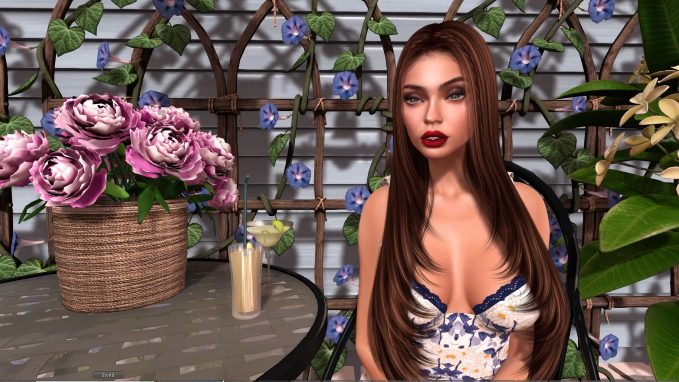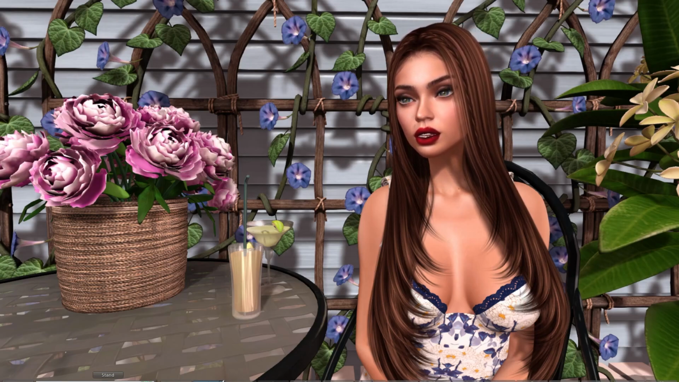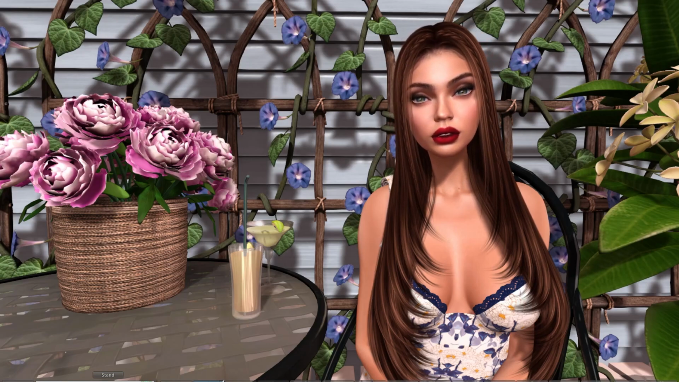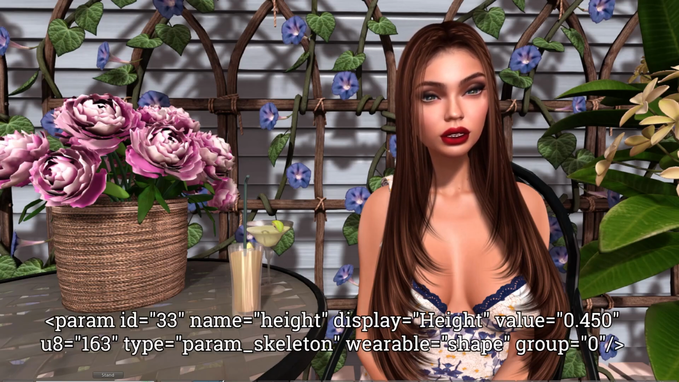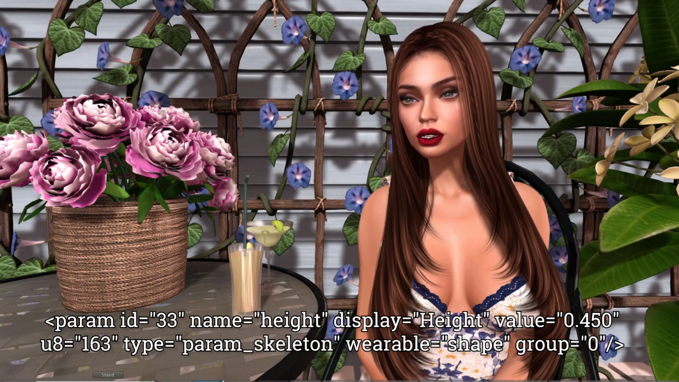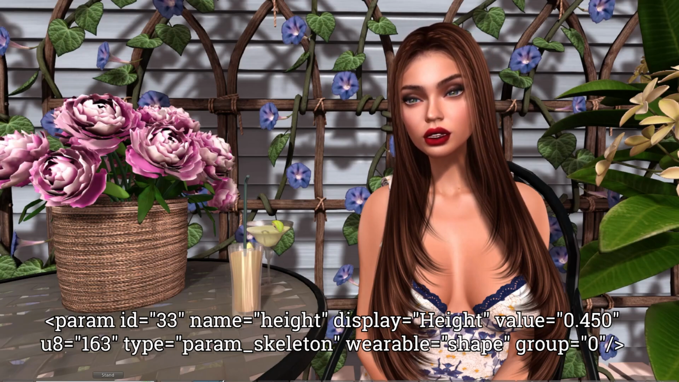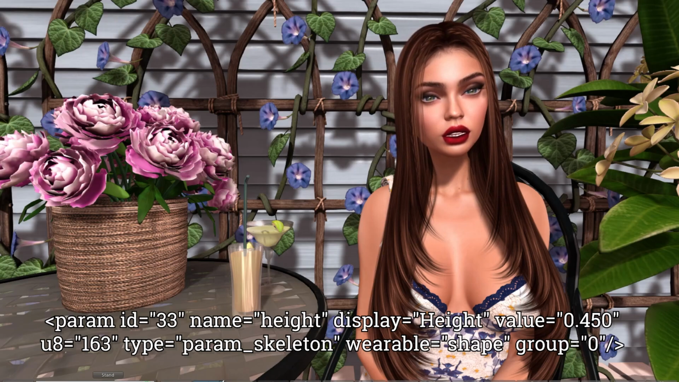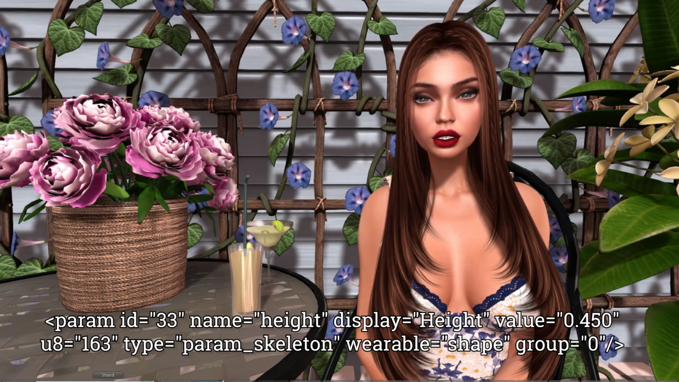However, for those curious about what the XML looks like, I will place the information for my height slider below. As you can see, there are several variables, and the numbers don't necessarily match the slider the same way for each parameter. You may enjoy working with the XML, but for most of us, sliders are just easier.